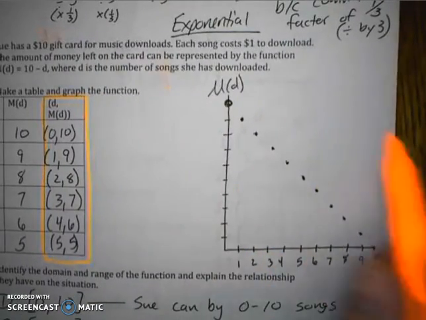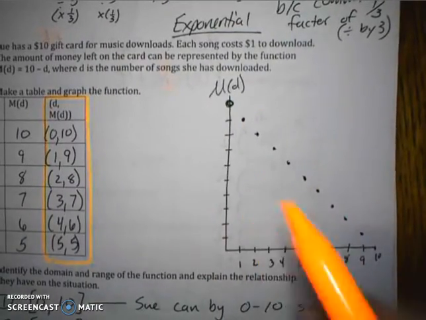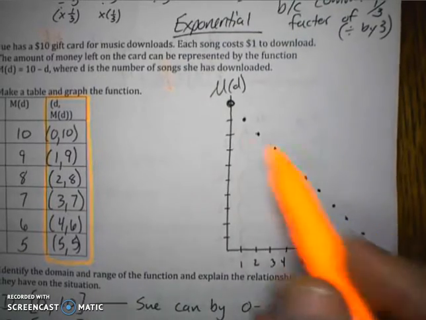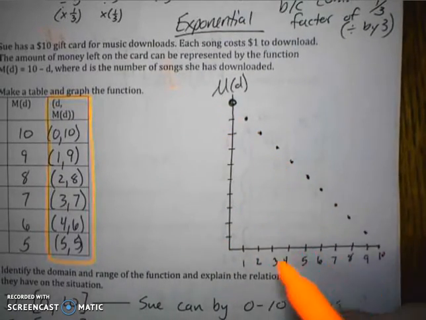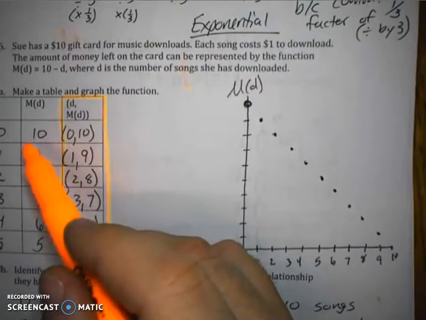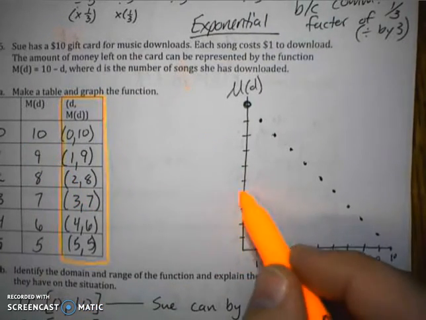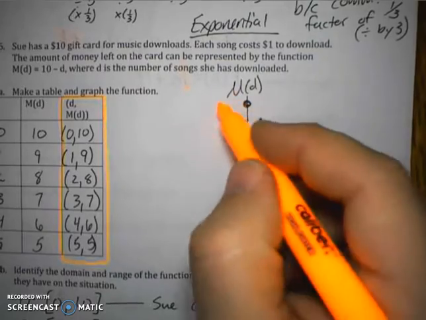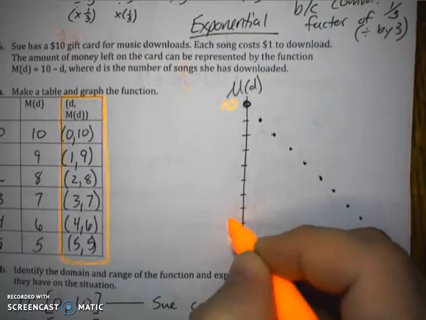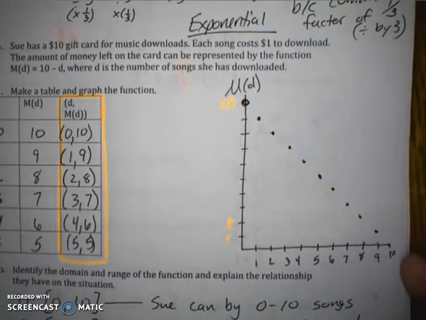Now, you may not have done the graph because there wasn't a graph given. There will be a graph given to you on the test, so make sure that you are aware of how to graph this. Okay, notice that we've got to get all the way up to 10. 1, 2, 3, 4, 5, 6, 7, 8, 9. That's a 10, counting by ones. So on and so forth. Okay?